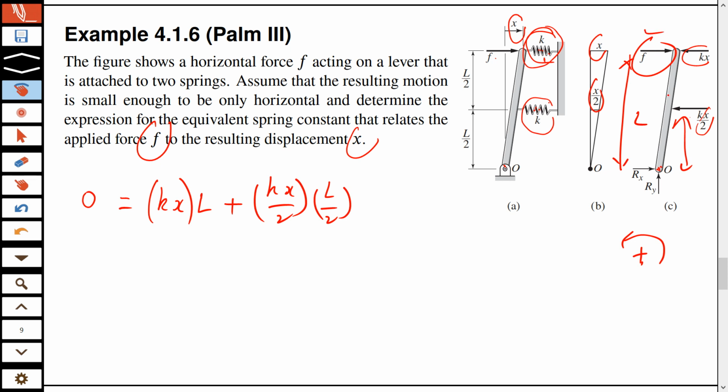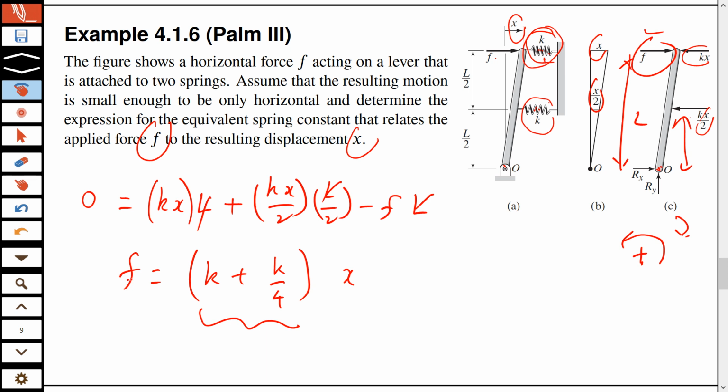लेकिन जो फोर्स F है applied force, उसका torque counter clockwise है, that will be negative. So F times L, and we can now cancel L on both sides, and F will be equal to K plus k/4 times x. Yeah? So this is the ratio between f and x. That is what we mean by the equivalent spring constant. The equivalent spring constant would be 5/4 of k.